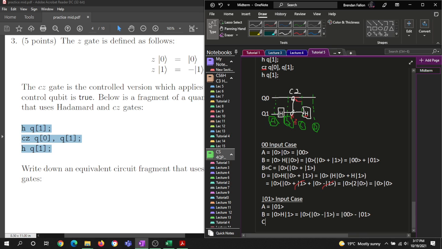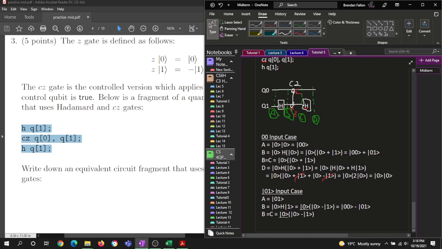Then at C is also going to be the exact same as B, because the first bit is still 0 no matter what. So this first bit here is 0, so this Z is not activated, so we can just say that it's the same thing there. And then in our D case, we're going to apply the Hadamard at the bottom again.